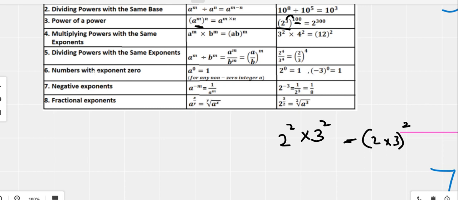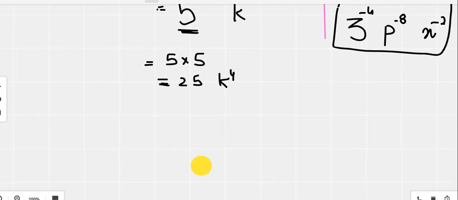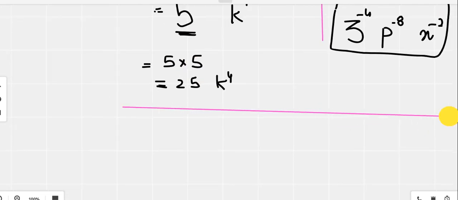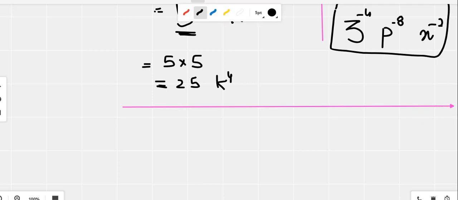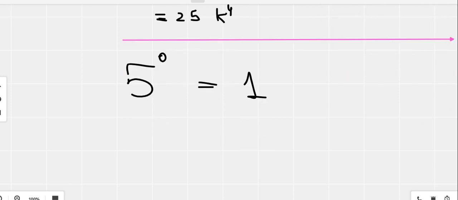Okay, next will come numbers with exponent 0. Any number that has a power 0 will always be equal to 1. So let's say we have an example. Let's say we have a question like this, 5 to the power of 0, we will say it's equal to 1. If I'm saying we have y to the power of 0, we will say that's equal to 1. If I'm saying k to the power of 0, we will say that's equal to 1.